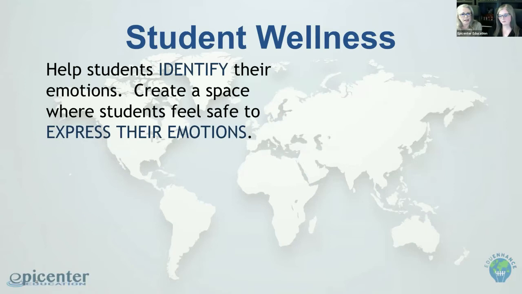So the first thing that we need to do is to help students identify their emotions and create a space where students feel safe to express their emotions. This, for the younger students, might look like feeling cards or sentence starters, helping them to verbalize what it is that they are actually feeling. And for older students, sometimes journal activities can be the way to go, or surveys to help them just articulate what it is that is in their hearts and identify the emotions that are welling up inside.